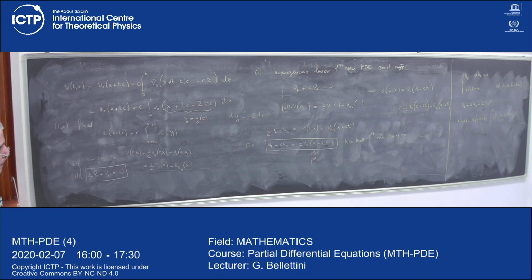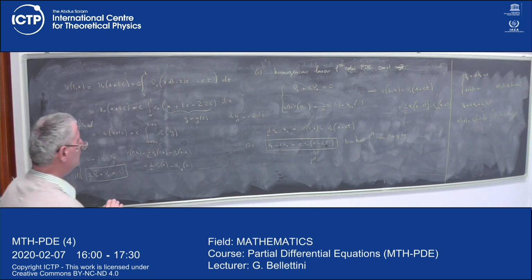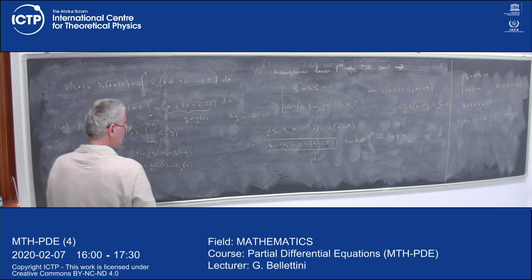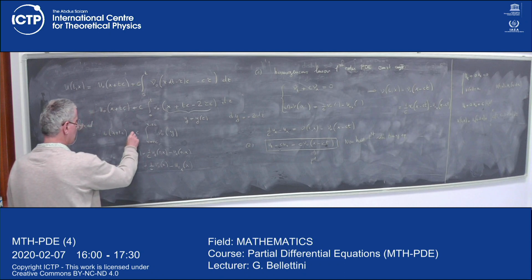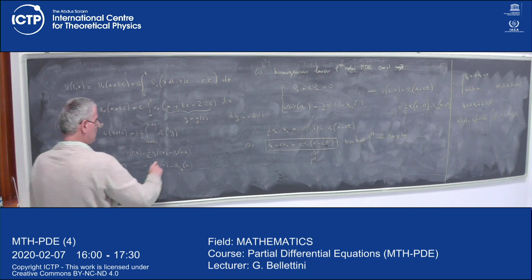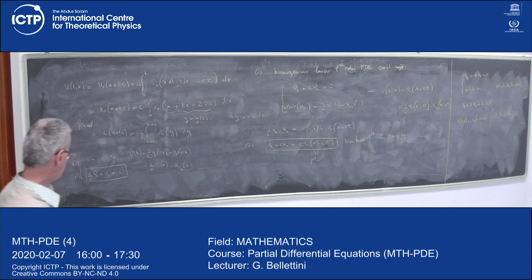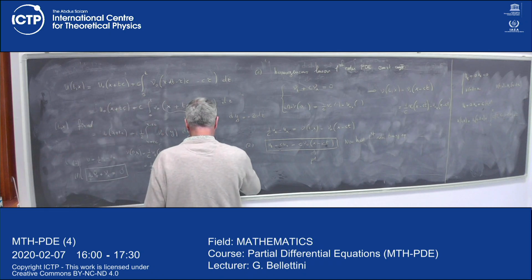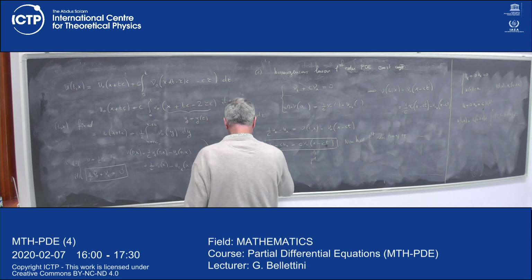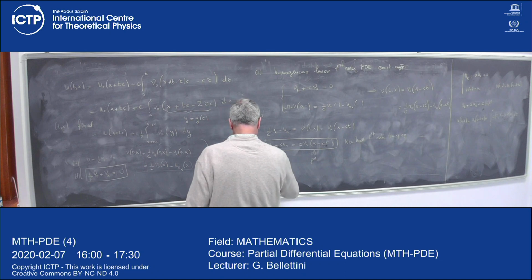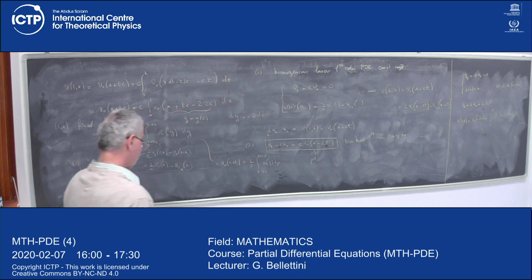Correct? This is c, eh? Okay. And so we get what? There is a minus here, and this is 1/2, and this is okay. Right. So this becomes equal to u0 of x plus tc plus 1/2 integral from x minus tc to x plus tc of u0 of y dy. Okay.